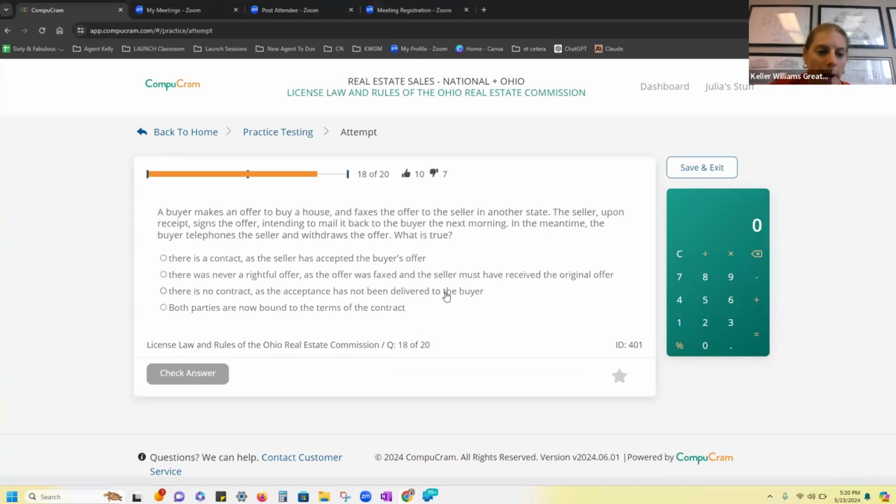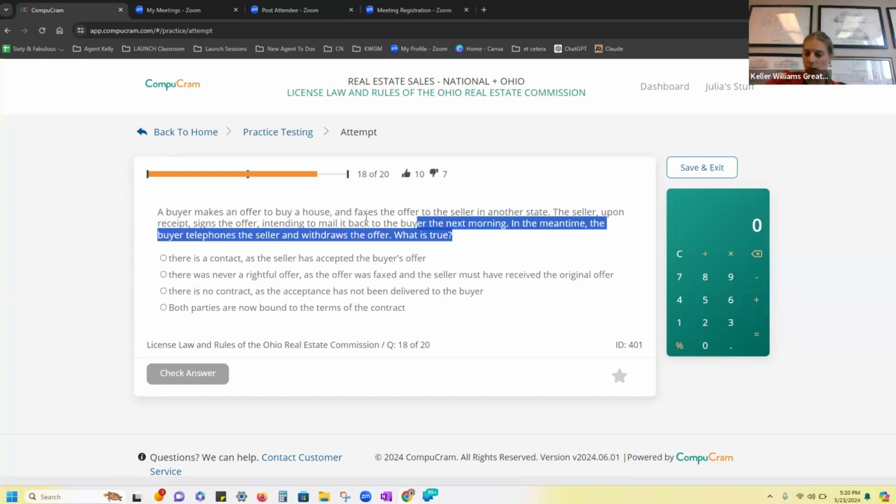Okay, next. A buyer makes an offer to buy a house and faxes the offer to the seller in another state. The seller, upon receipt, signs the offer, intending to mail it back to the buyer the next morning. In the meantime, the buyer telephones the seller and withdraws the offer. What is true? A, there is a contract and the seller has accepted the buyer's offer. B, there is never a rightful offer as the offer was faxed and the seller must have received the original offer. C, there is no contract as the acceptance has not been delivered to the buyer. Or D, both parties are now bound to the terms of the contract.